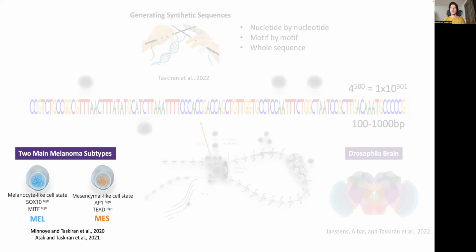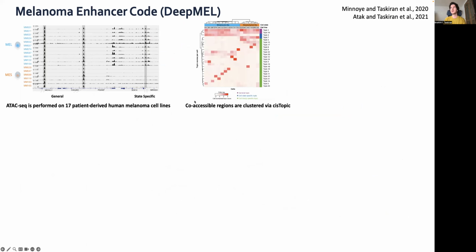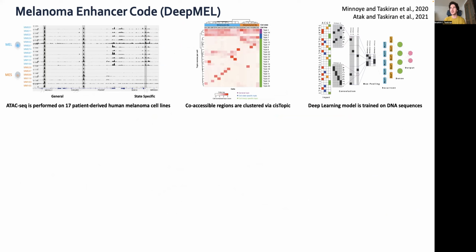To get the candidate enhancer sequences, we performed ATAC-seq on 17 patient-derived human melanoma cell lines, and we clustered co-accessible regions by using cisTopic. Then we trained the deep learning model on the DNA sequence, where the model takes a 500 base pair DNA sequence as input and tries to predict in which cell type that given sequence will be accessible.